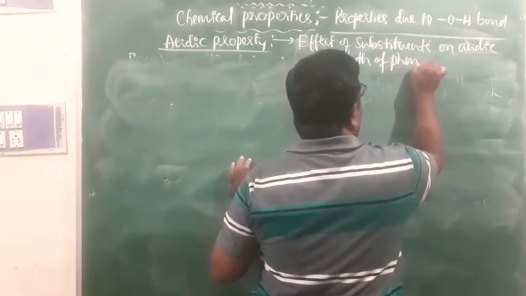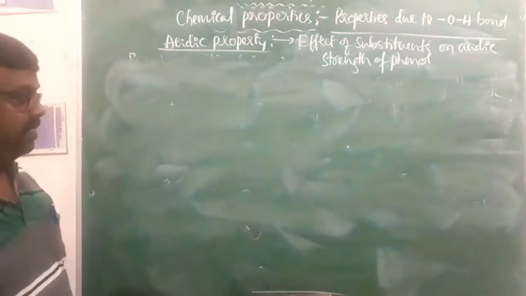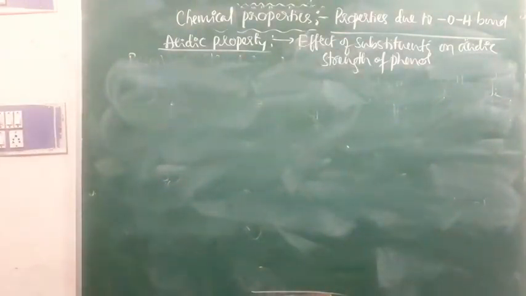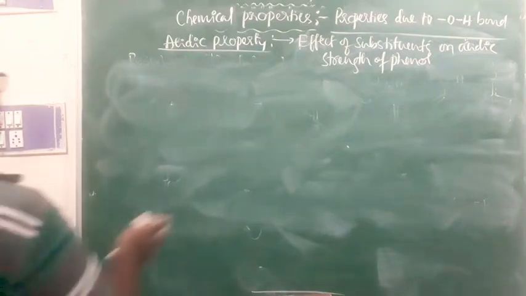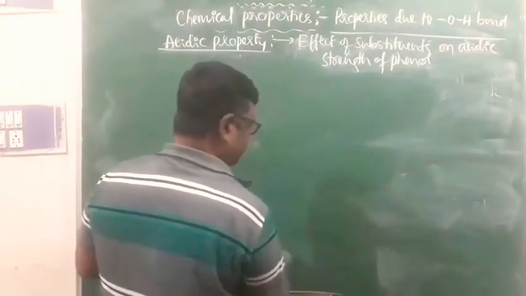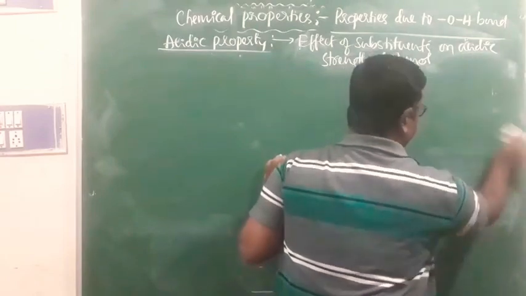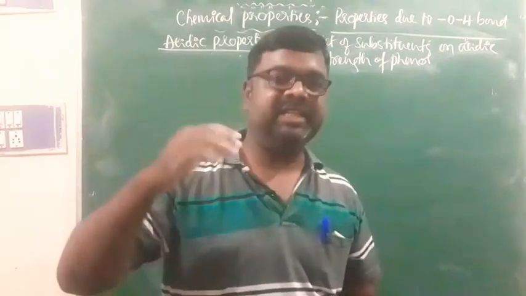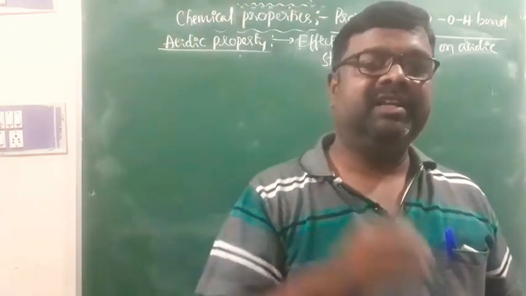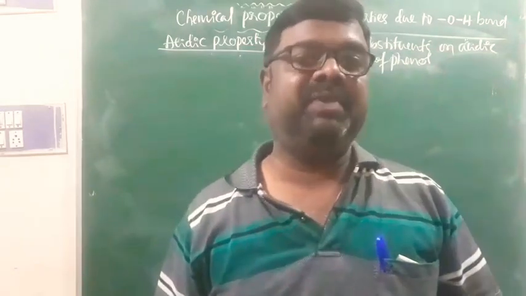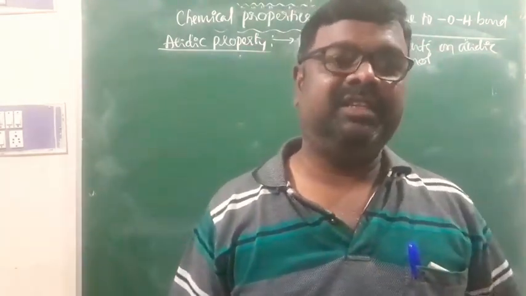Effect of substituents on the acidic strength of phenol. Two kinds of substituents you will come across: electron releasing groups and electron withdrawing groups. Now we'll see the effect of each on the acidic strength of phenol. As far as phenol is concerned, any substituent that stabilizes phenoxide increases the acidity of phenol. Any influence that destabilizes phenoxide will decrease the acidic strength of phenol.